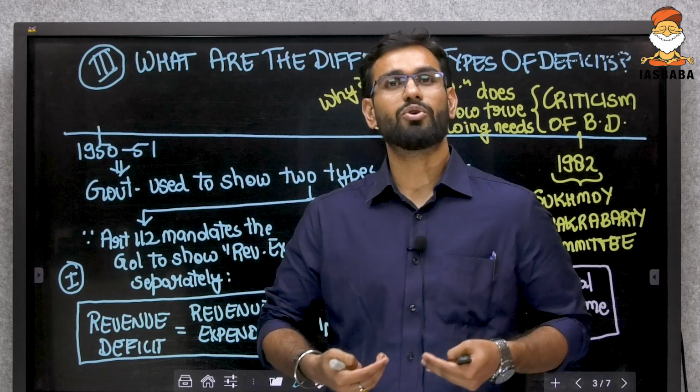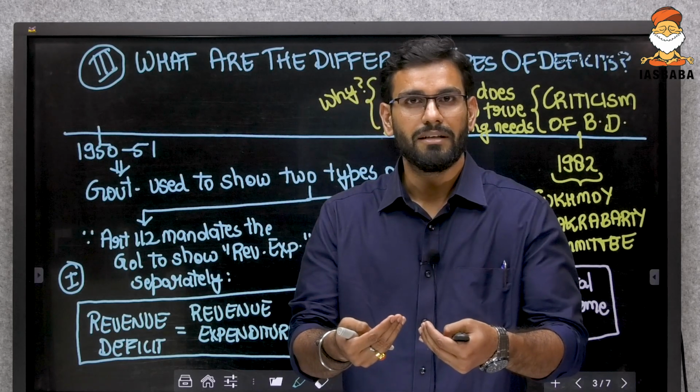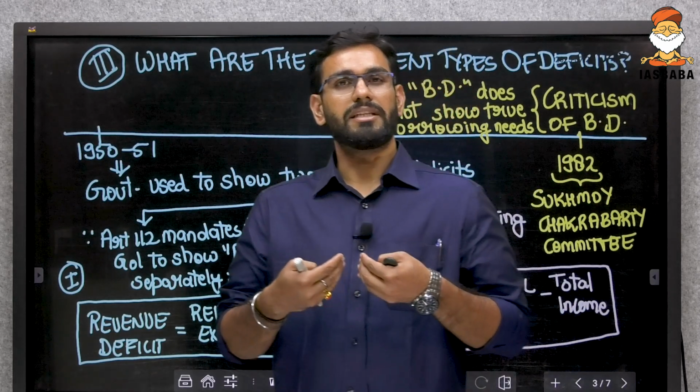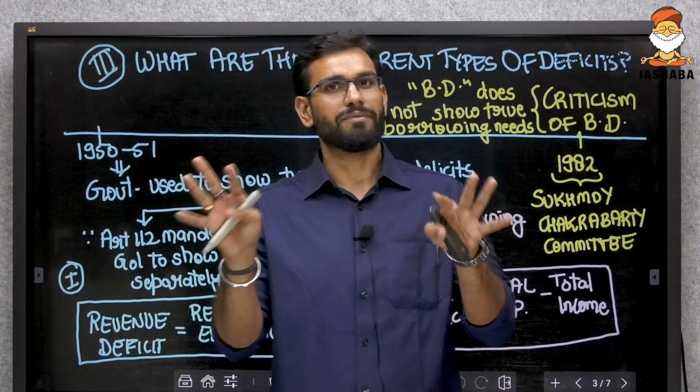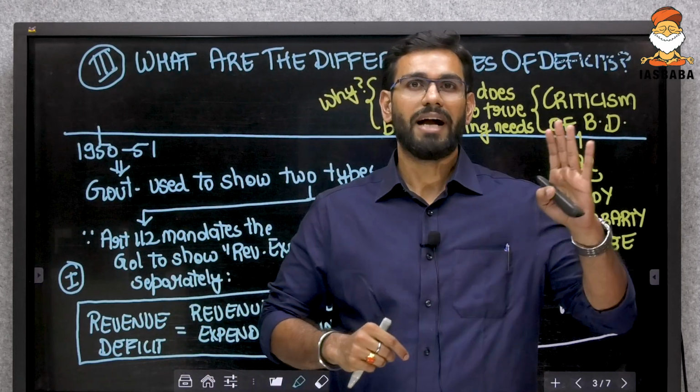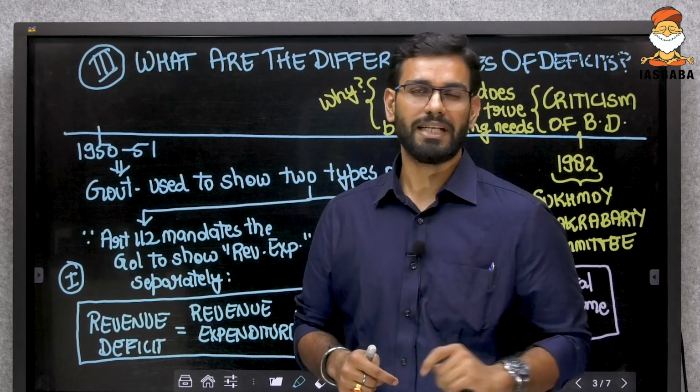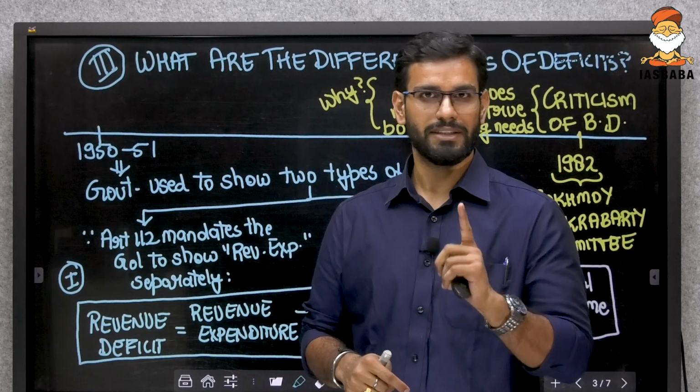Let's try to understand the consequences. Let's try to understand the situations that led to all these types of deficits that we have today, because they have had an evolution. So let's try to understand the evolution of these different types of deficits.